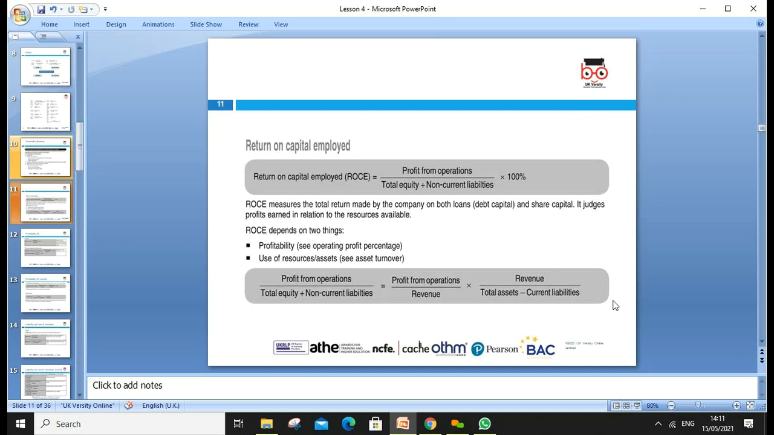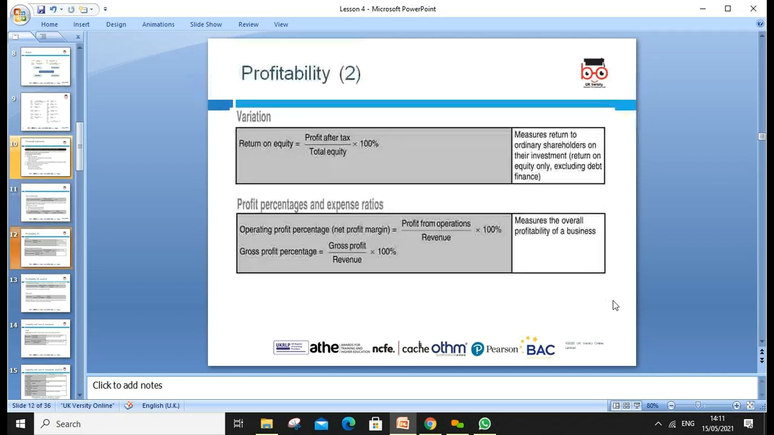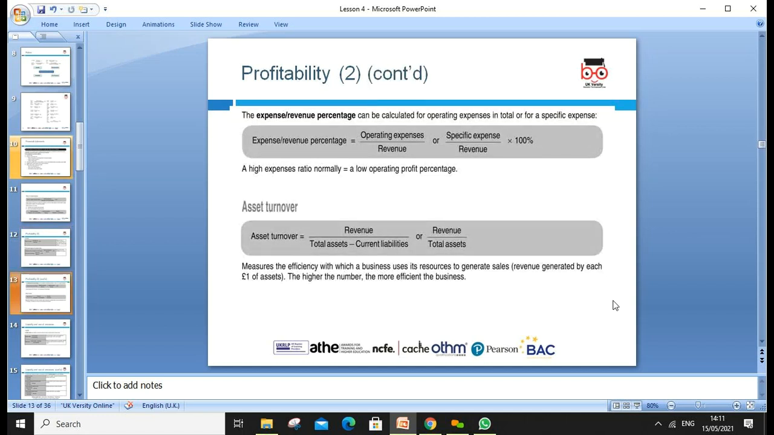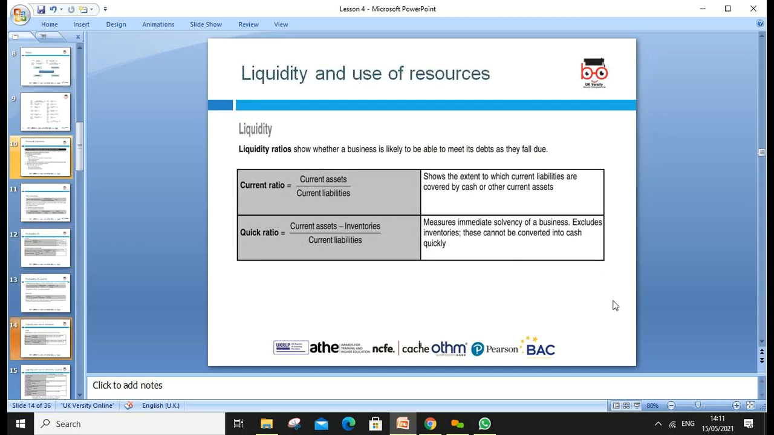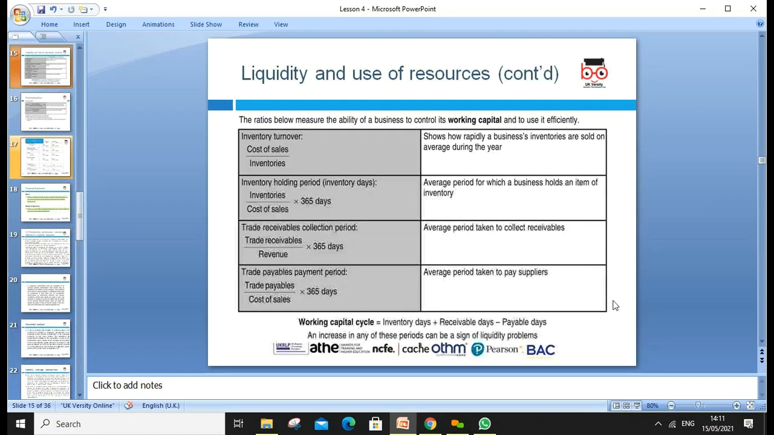So you will see all the formulas here, all being interpreted. Return on capital employed shows the profitability. It measures the return to ordinary shareholders on their investment, with return on equity only, excluding the debt. You will see each ratio. Liquidity shows how liquid we are, and 2 to 1 is normally the benchmark: £2 worth of assets, £1 worth of liability. Often we use these ratios, liquidity and current.